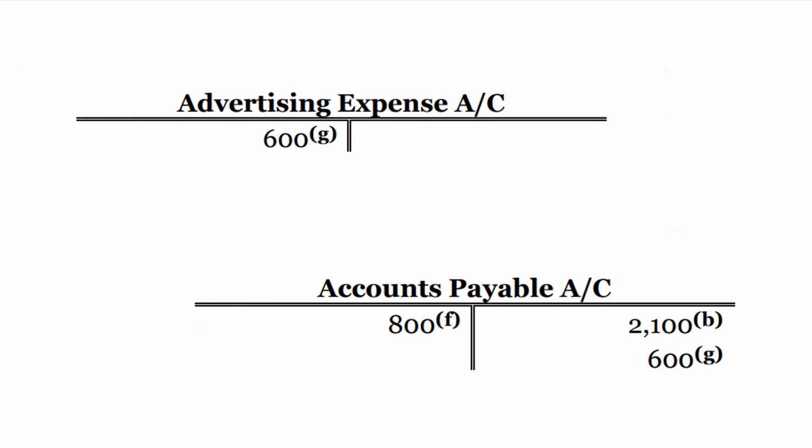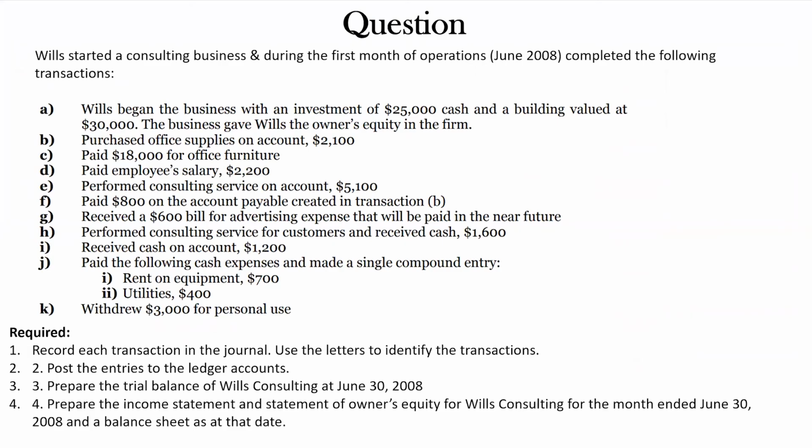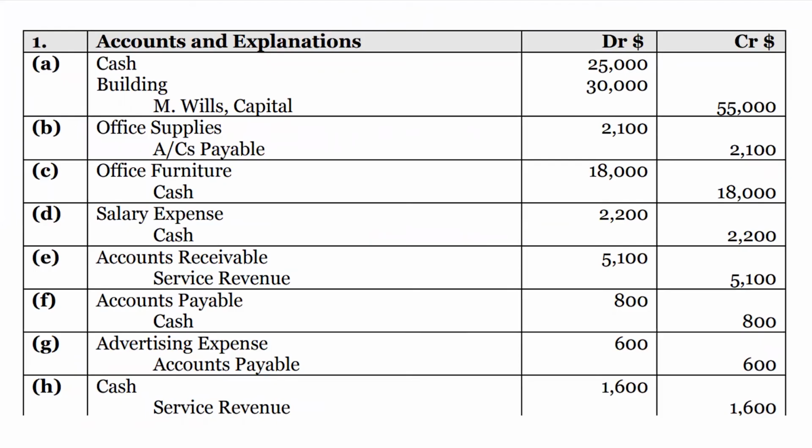And let's look at the next transaction. So we performed consulting service for customers, but we received cash of $1,600. So we've received cash. Cash is an asset. And when our asset increases, we debit. So the first part here is a debit to cash, $1,600. What did we do though to get this cash? We performed service. So we're seeing here our service revenue is increasing. And when our service revenue increases, we credit. So the entries here is a debit to cash of $1,600 and a credit to service revenue of $1,600.